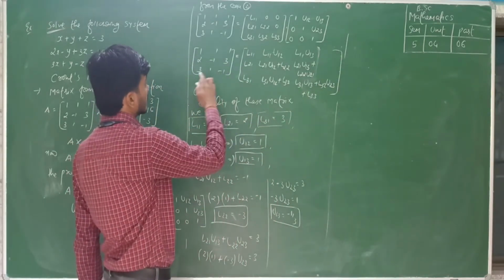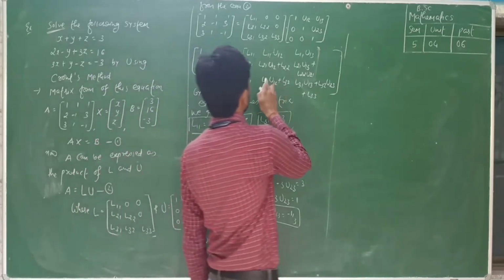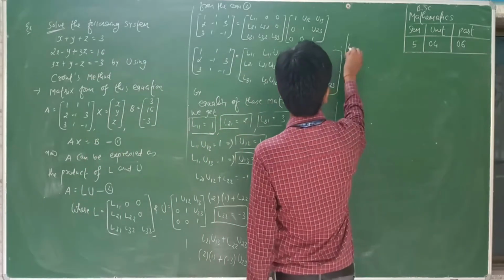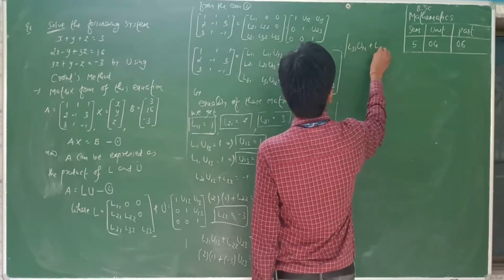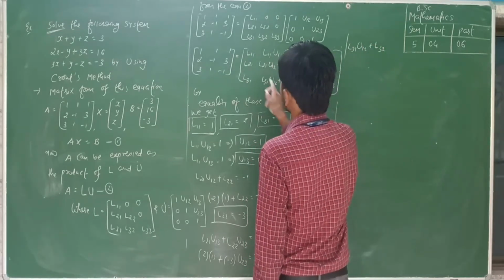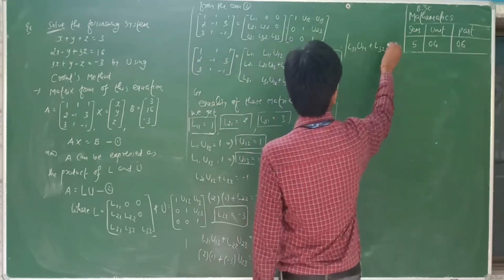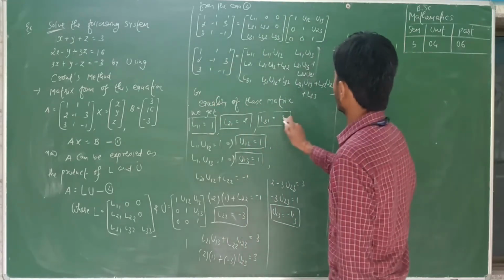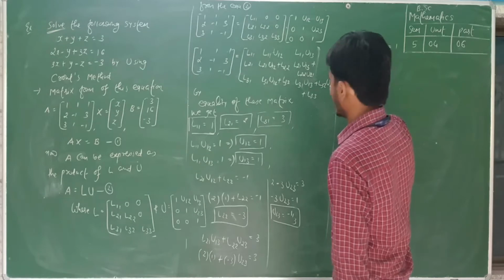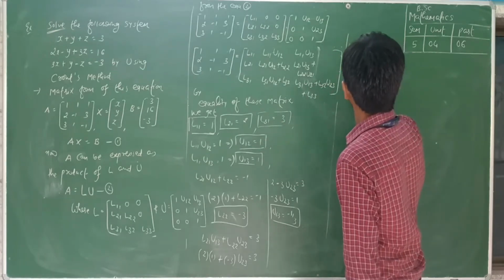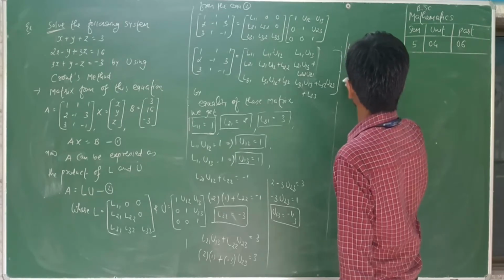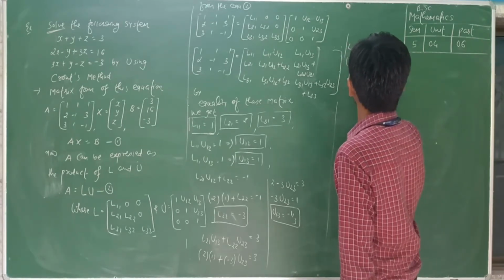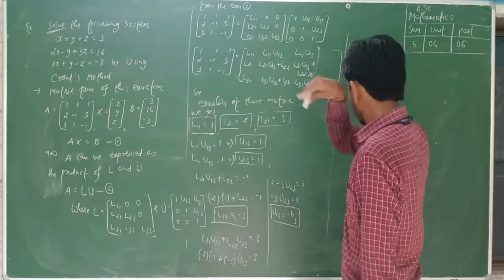Now L31 is equal to 3. Comparing these two elements, L31 into U12 plus L32, third row and second column, is equal to 1. L31 value is equal to 3, U12 that means 1, plus L32 is equal to 1. So L32 is equal to 1 minus 3, that is minus 2.